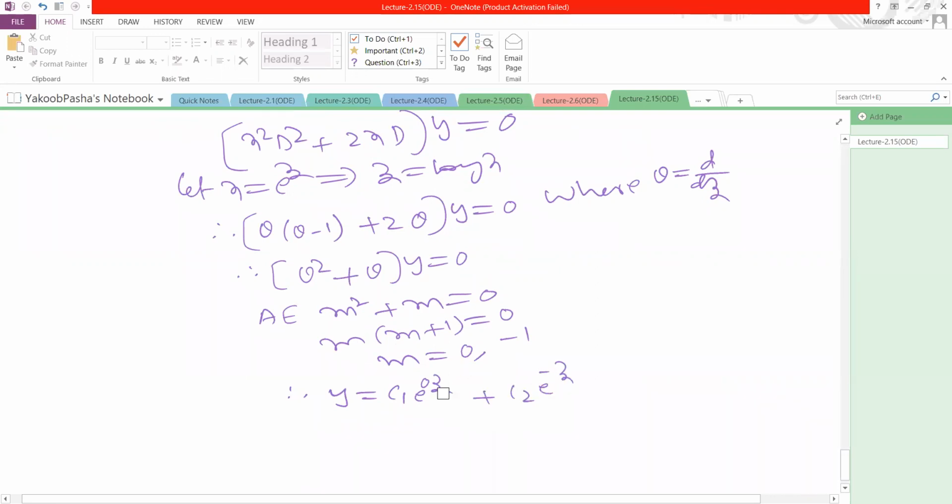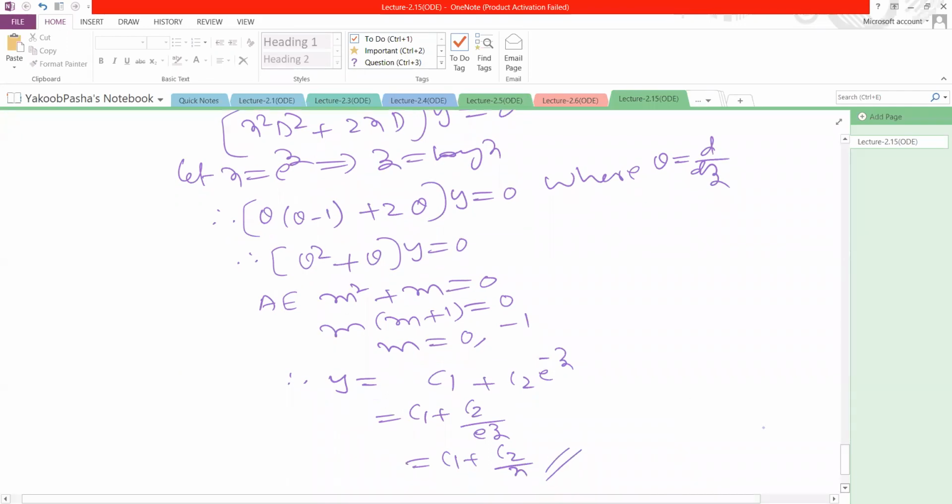So C1 e power 0z plus C2 e power minus z. E power 0z is nothing but 1, so it is simply C1. Now this is equal to C1 plus C2 by e power z. Now this is equal to C1 plus C2 by x, since e power z is equal to x. This is the general solution. Now I am taking another problem.